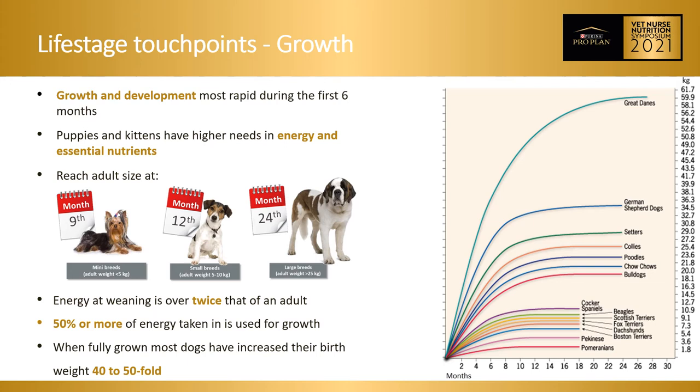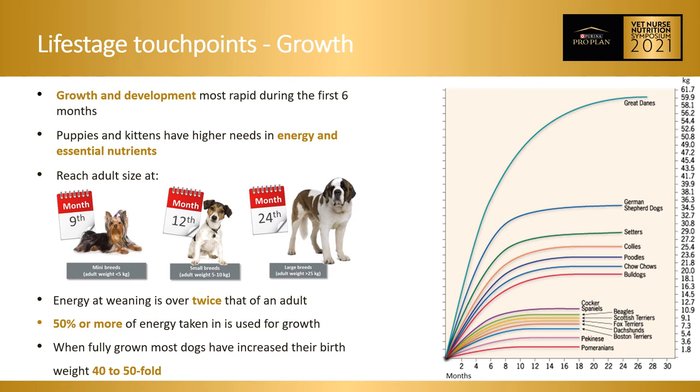We know that energy at weaning is twice that of an adult, and 50% or more of energy taken in is used for growth. So again, a really energy demanding proportion of their life. And when most dogs are fully grown, they've increased their birth weight by 40 to 50 fold. So it is quite incredible, really. So we know growth should be steady and not too fast, and we need to support that growth until they're fully mature.